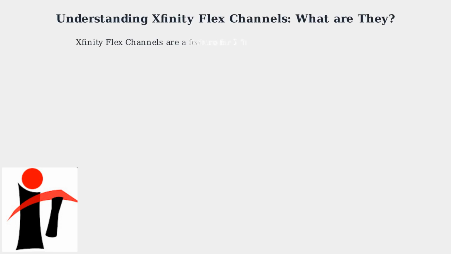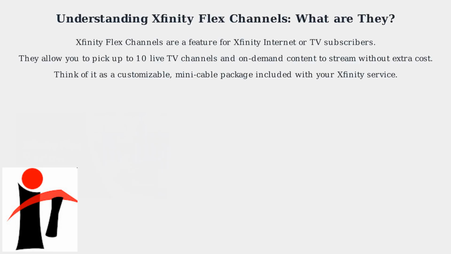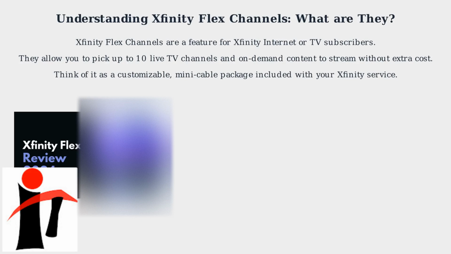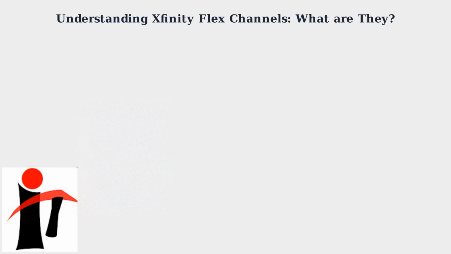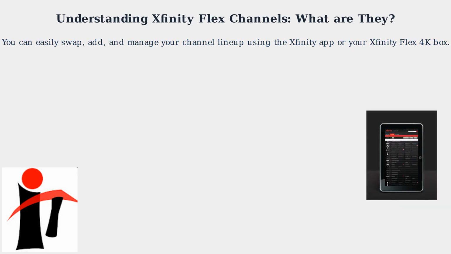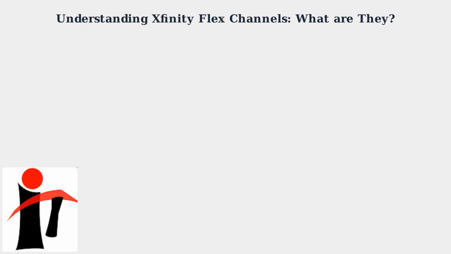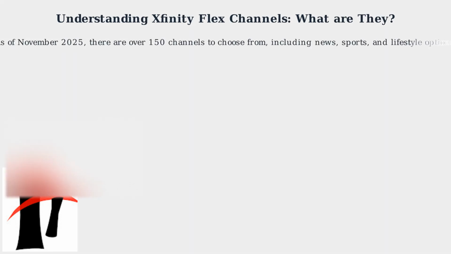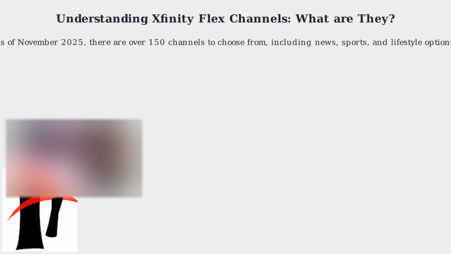Xfinity Flex channels are a feature for Xfinity Internet or TV subscribers. They allow you to pick up to 10 live TV channels and on-demand content to stream without extra cost. Think of it as a customizable mini cable package included with your Xfinity service. You can easily swap, add, and manage your channel lineup using the Xfinity app or your Xfinity Flex 4K box. As of November 2025, there are over 150 channels to choose from, including news, sports, and lifestyle options.